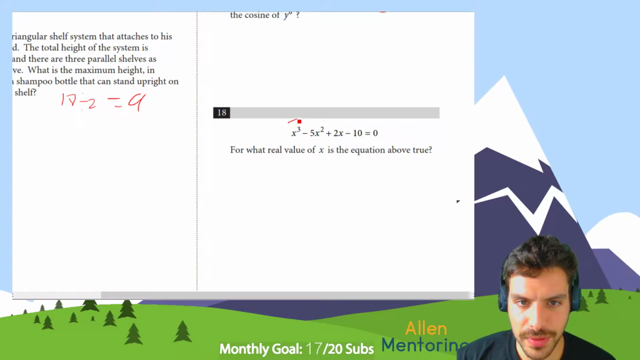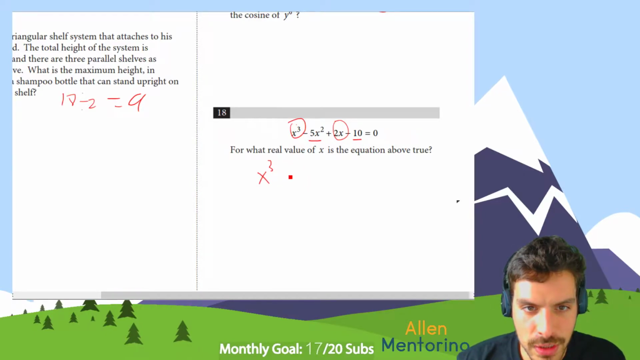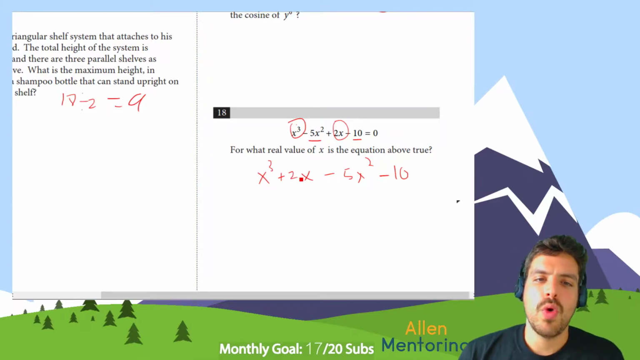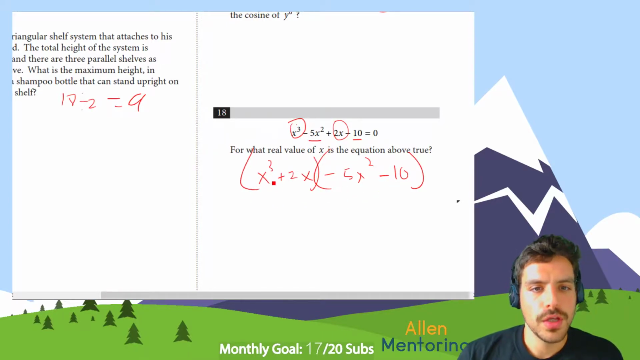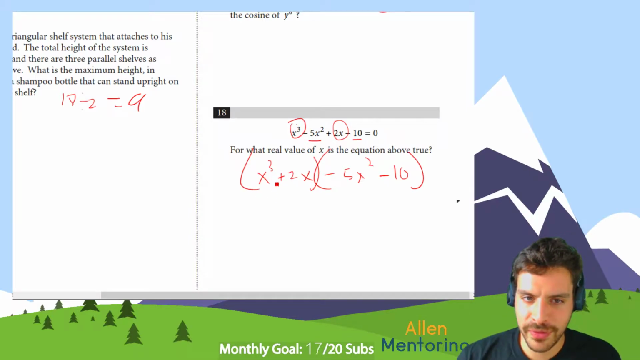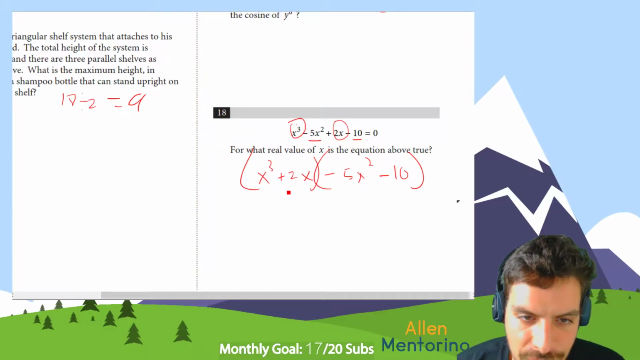So if I group x cubed and 2x, and I group negative 5x squared and 10, I'm going to rewrite these. I'm going to say x cubed plus 2x minus 5x squared minus 10. So why did I pick these two groupings? I'm going to factor this group first, and the way I'm going to factor that is I'm going to factor out an x.